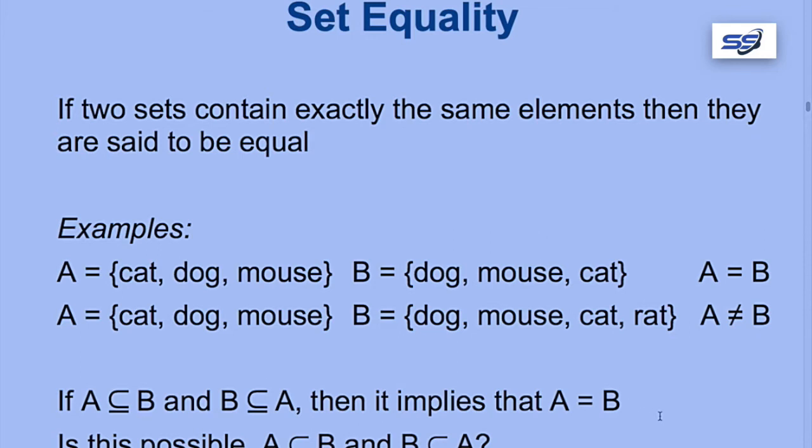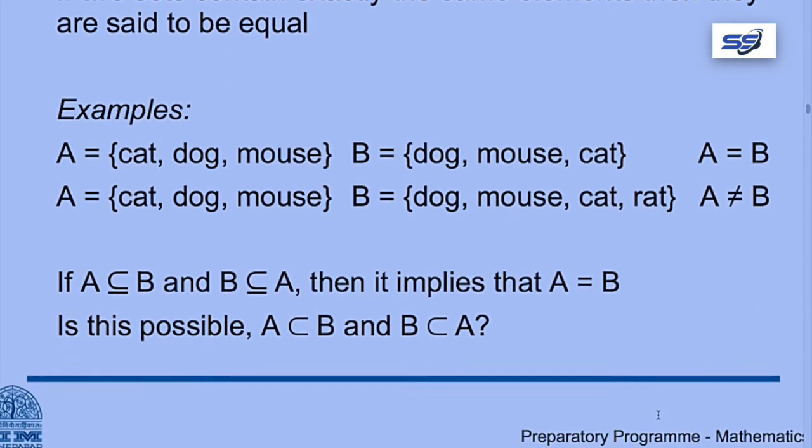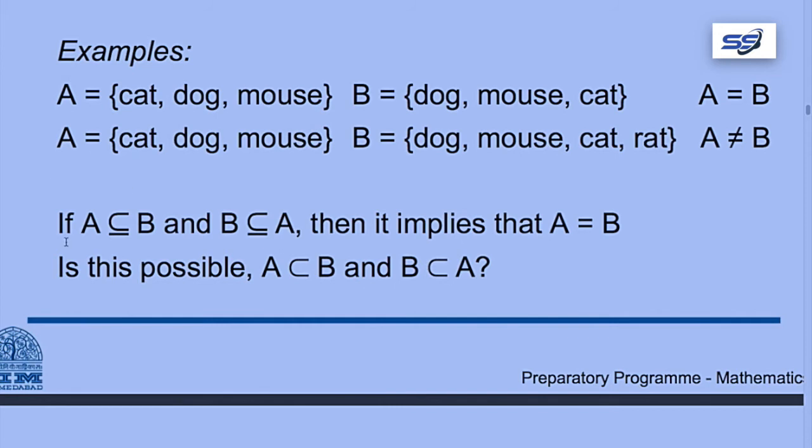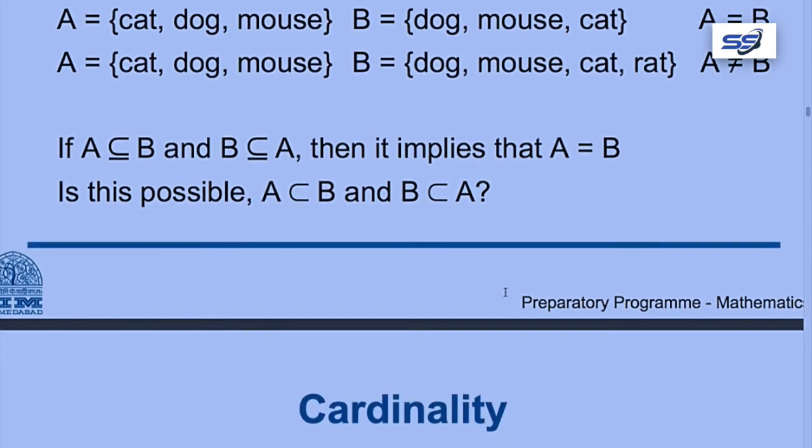If A is a subset of B and B is a subset of A, then it implies that A is equal to B. Is it possible that A is a proper subset of B and B is a proper subset of A? No, it is not possible.